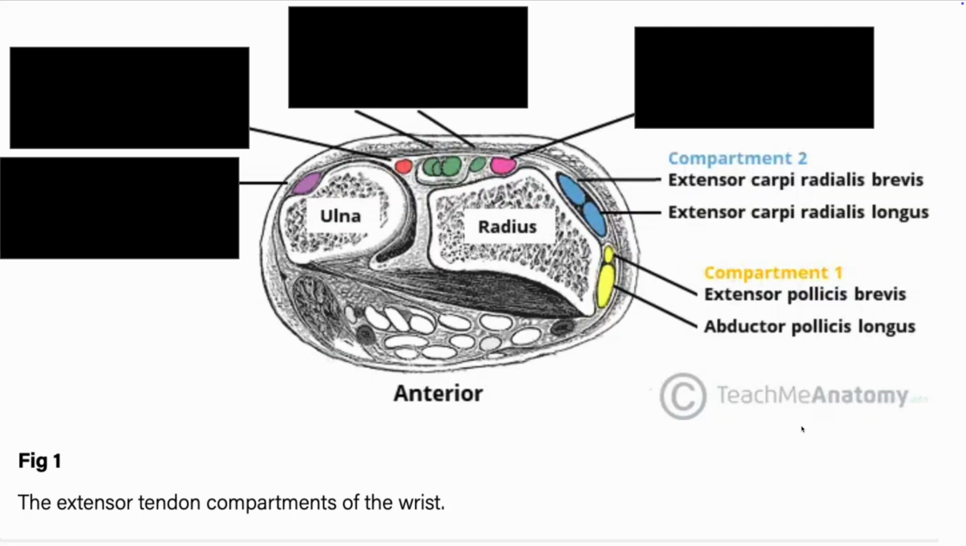For the second compartment, there's the extensor carpi radialis brevis and longus. The best way to remember this is that both of the extensor carpi radialis tendons are inside this compartment.